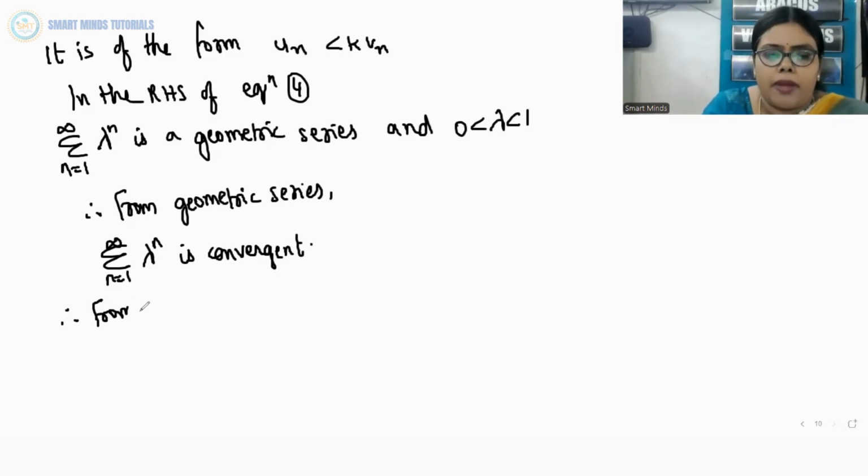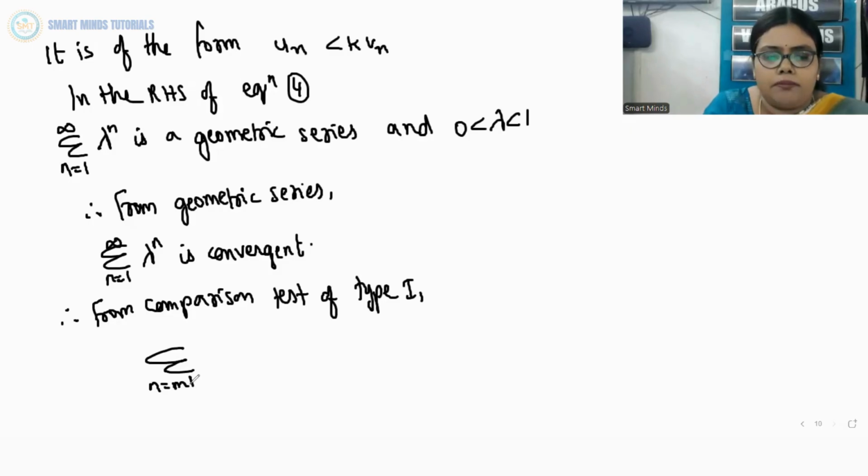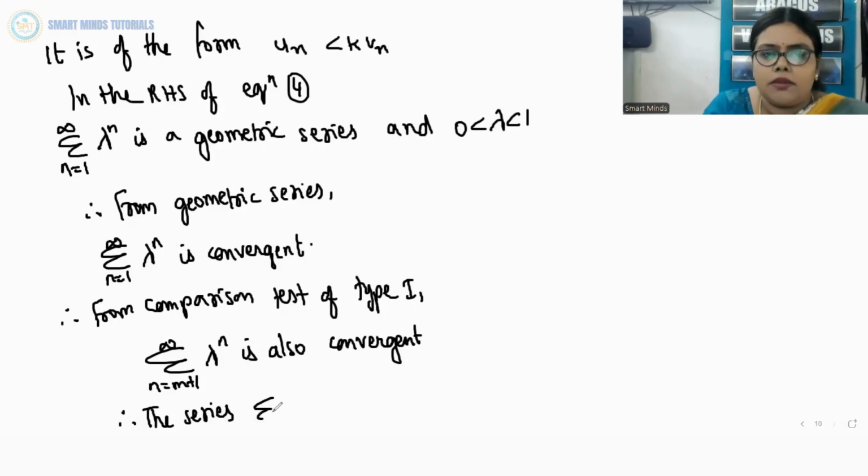Therefore, from comparison test of type 1, sigma n is equal to m plus 1 to infinity lambda power n is also convergent. Therefore, the series sigma un is also convergent if L is less than 1. This is case 1.